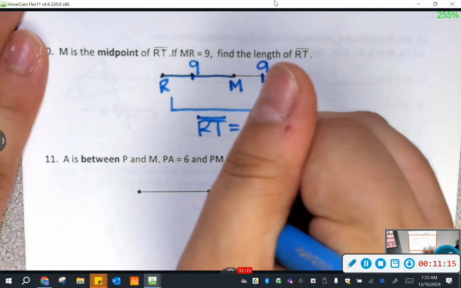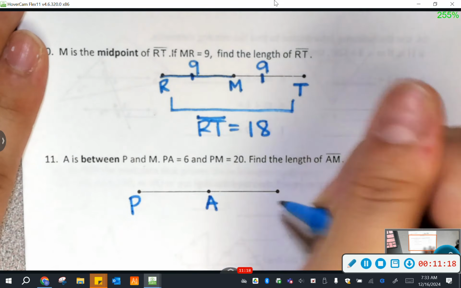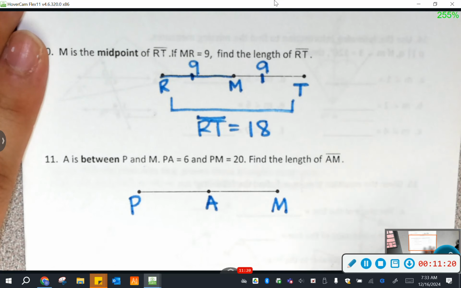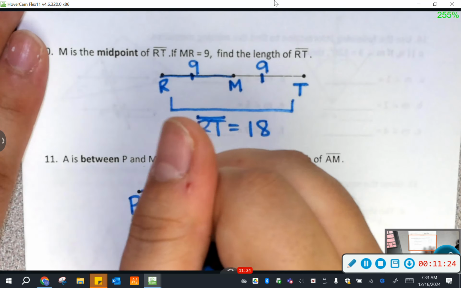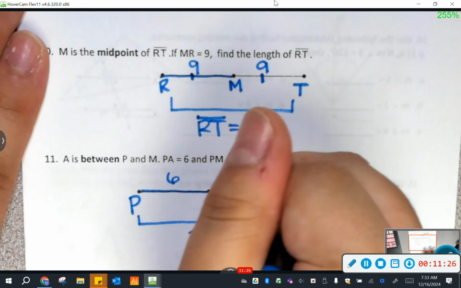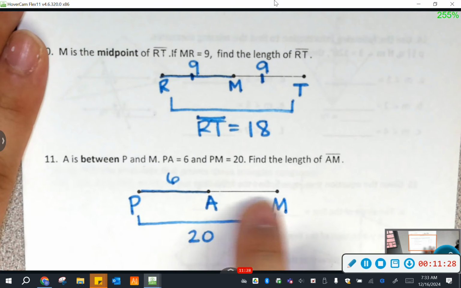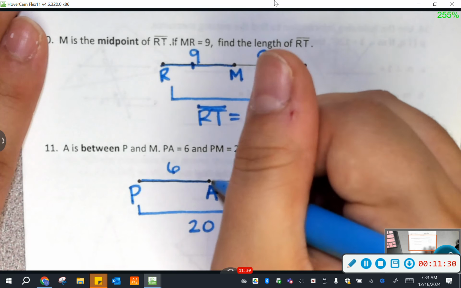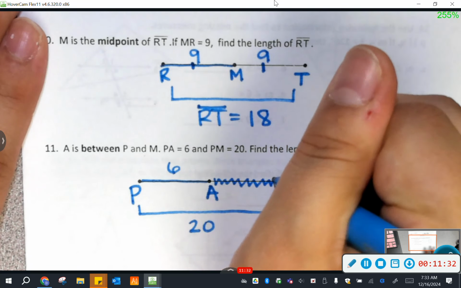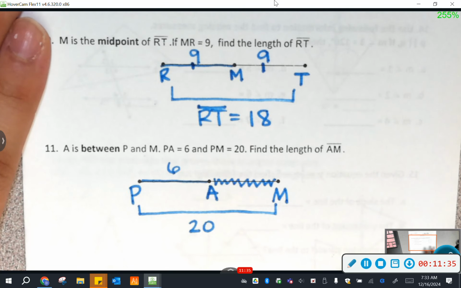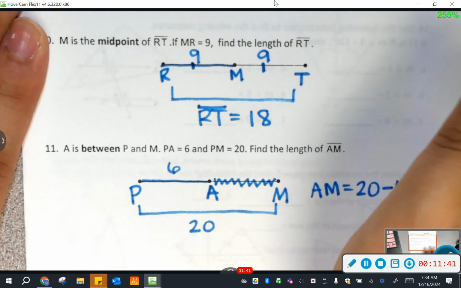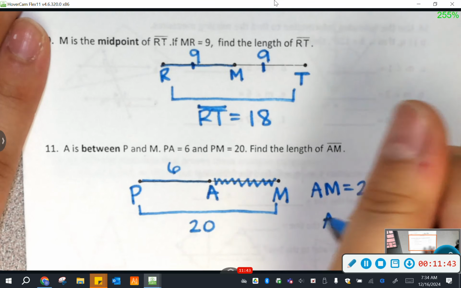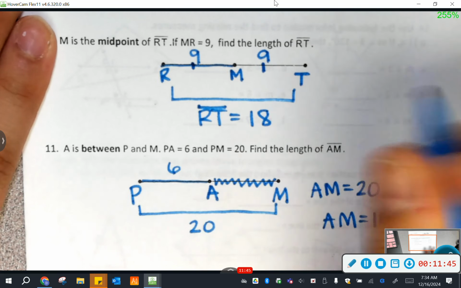A is between, so I'm going to put A between P and M. PA is 6. PM, that's the whole thing, is 20. How do I find what's left right here, this AM? How do I find AM? Subtract. AM is going to be 20 minus 6. I want to know what's left over, so what is AM? 14.